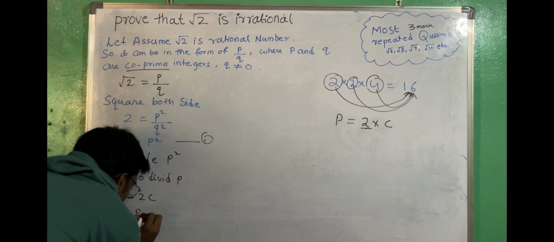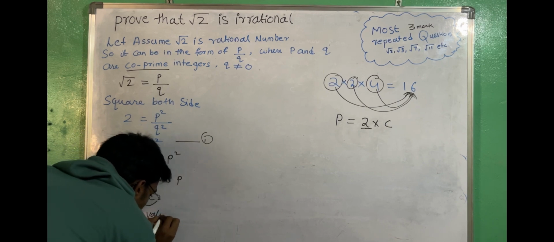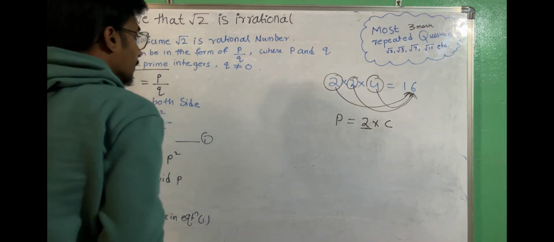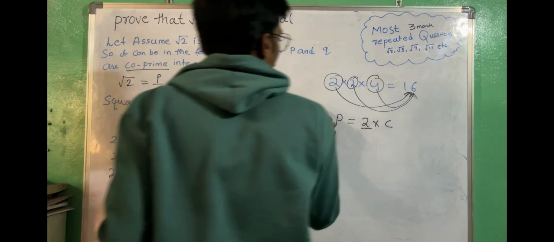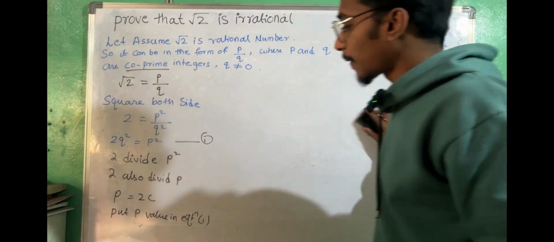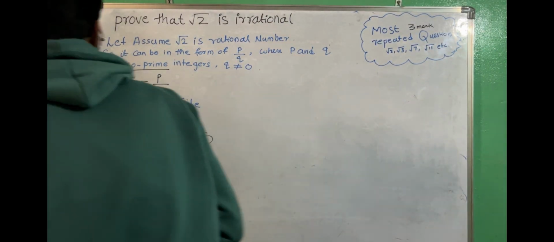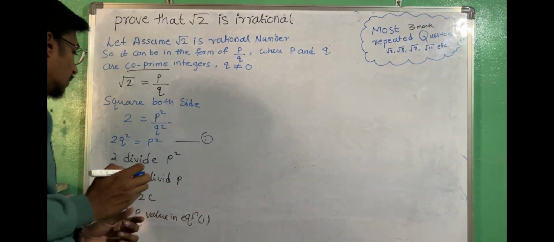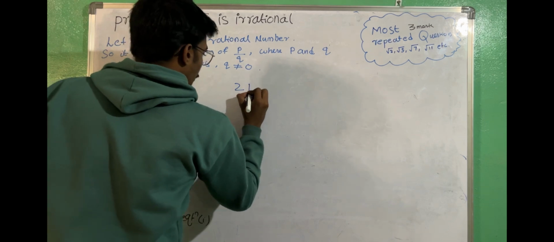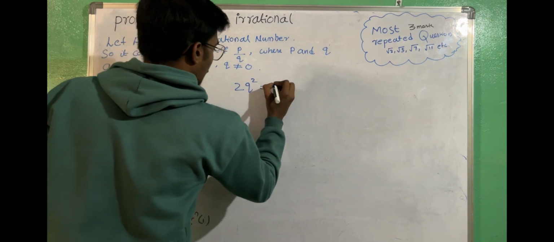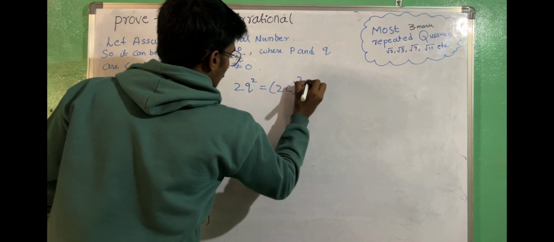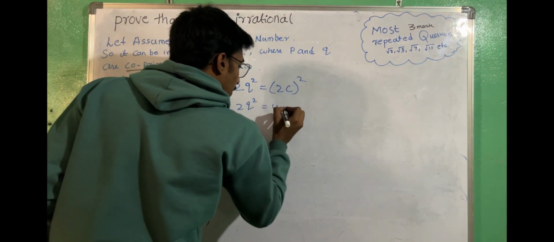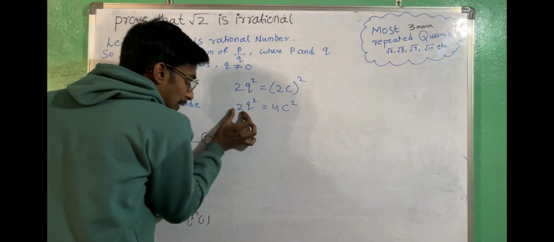Put the value of p in equation 1. We have to put this value of p in equation 1. In the place of p, you have to write 2c. So 2q square is equal to, in the place of p, 2c, all squared. What is the square of 2? It is 4. What is the square of c? It is c square.